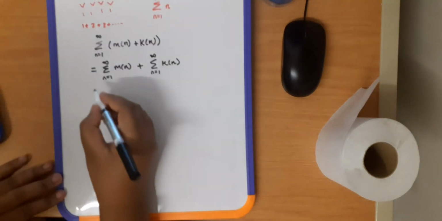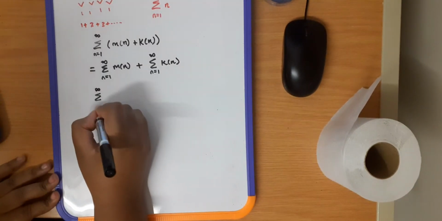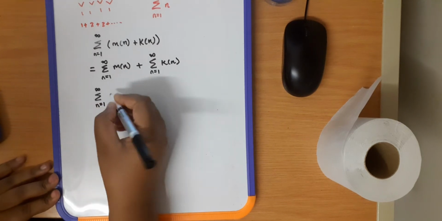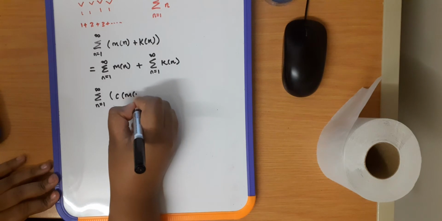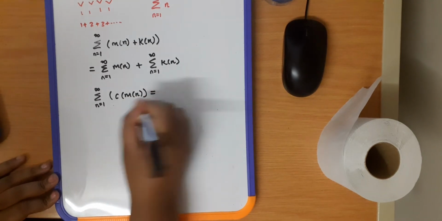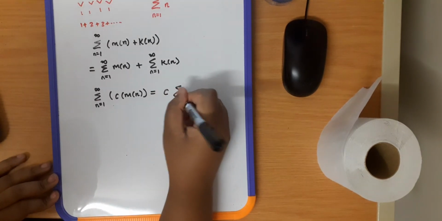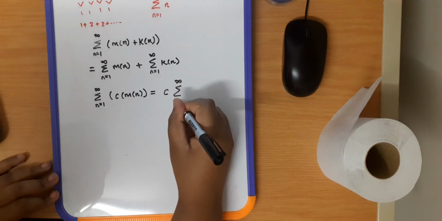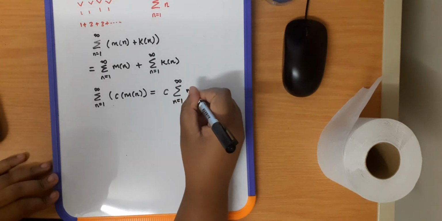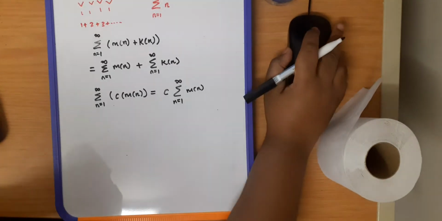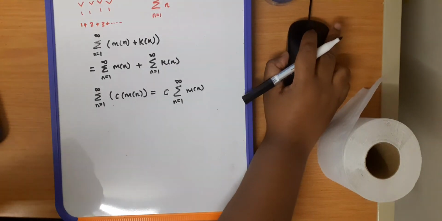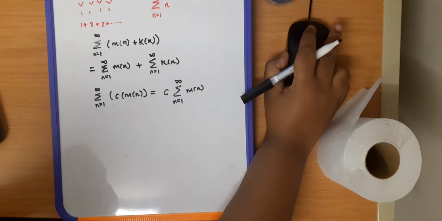Secondly is the multiplication of constants. So the sum from n equals 1 of c times a term depending on n would just be c times the entire series. Let me see if there's anything I'm cooking.